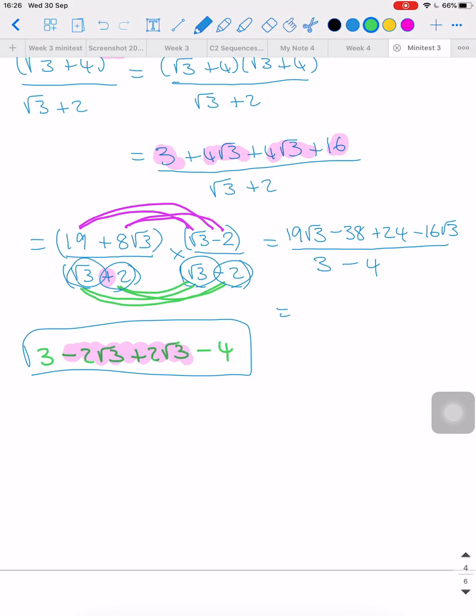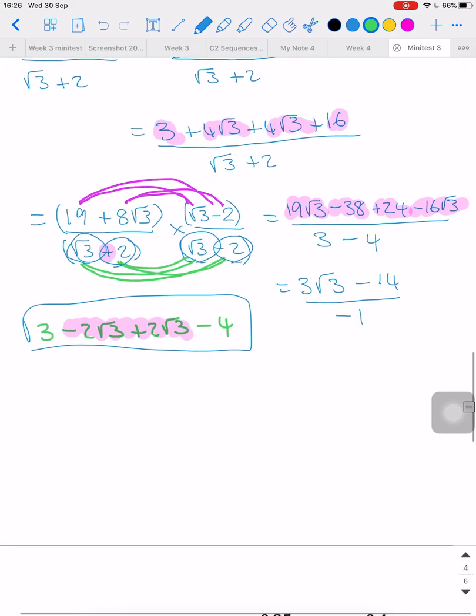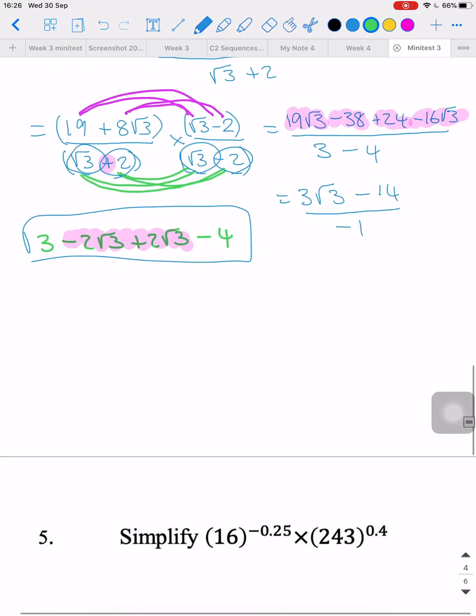So in the numerator I've got 19 root 3 minus 16 root 3, so 3 root 3. I've got minus 38 plus 24, so that's minus 14, and that's all over minus 1. Now I can't leave it over minus 1, that wouldn't be fully simplified, so I'm just going to divide through by minus 1, so that will make it minus 3 root 3 plus 14. Okay, that's my final answer.